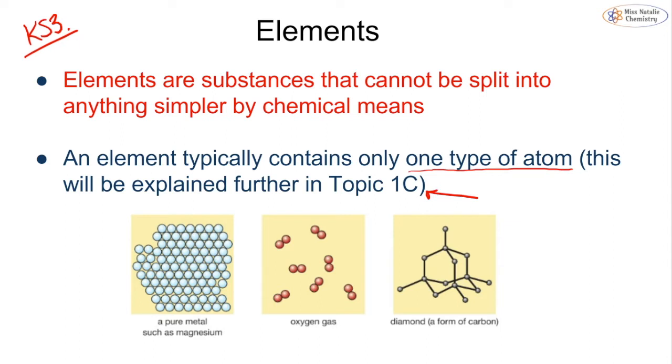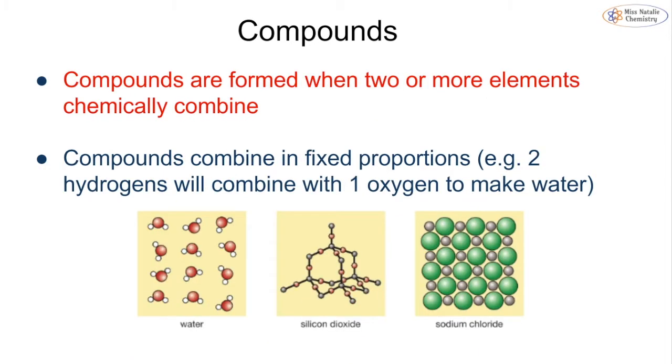What we do know, however, is that a pure metal like magnesium is only going to be made up of magnesium atoms, and it can't be split down into anything further. Oxygen gas is going to be made up of O2 molecules, so two oxygen atoms stuck together, and diamond is only going to be formed of carbon atoms. So elements are made all from the same type of atom, but there can be slight differences to them. So we're going to just keep it as they cannot be split down anymore.